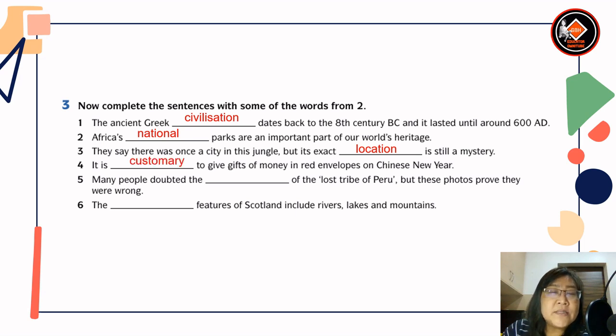Number 4, it is customary to give gifts or money in red envelopes on Chinese New Year. Number 5, many people doubted the existence of the lost tribe of Peru, but these photos prove they were wrong. Number 6, the geographical features of Scotland include rivers, lakes, and mountains.